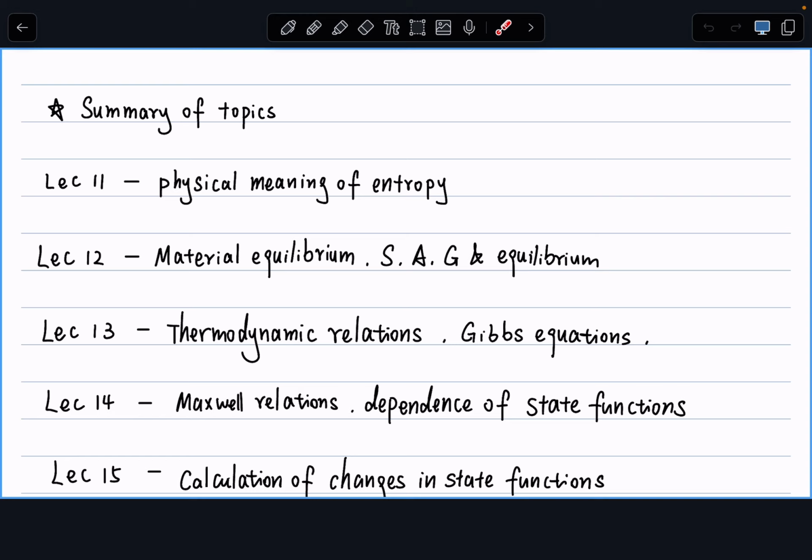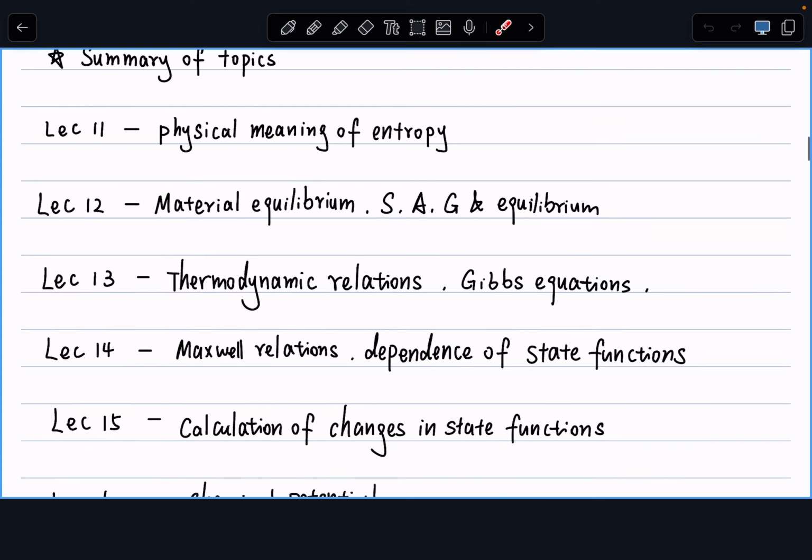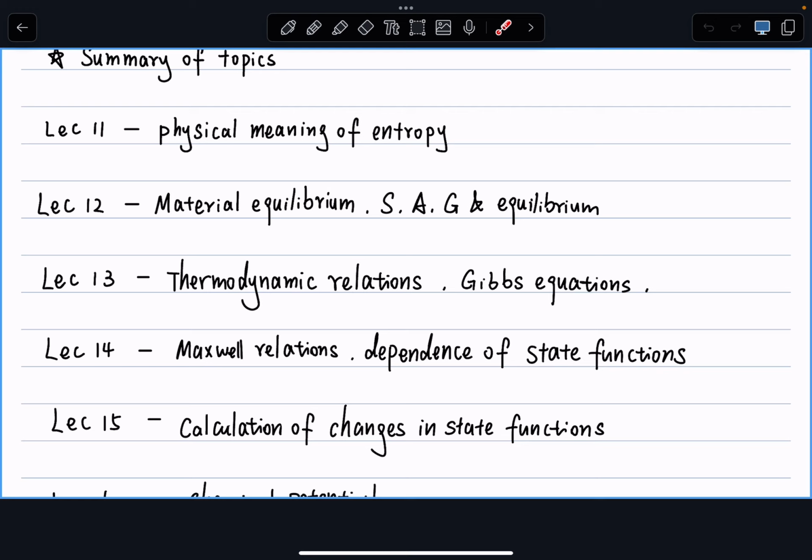And then I'm going to try again to see how are the thermodynamic relations derived? What does it mean when we say derivation of these thermodynamic relations? How do we get to the Maxwell relations, dependence of state functions, and how to use the dependence of state functions to calculate changes in these state functions, aka, how do we actually use these thermodynamic relations that we derived in class? All right, so these will be the second topic.